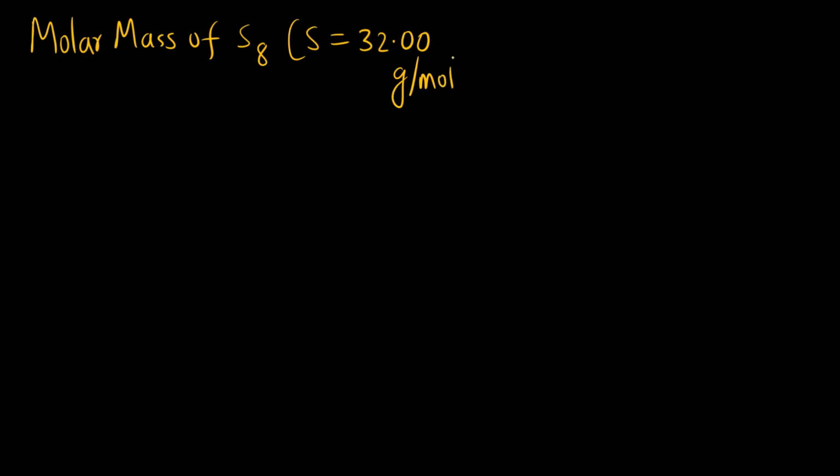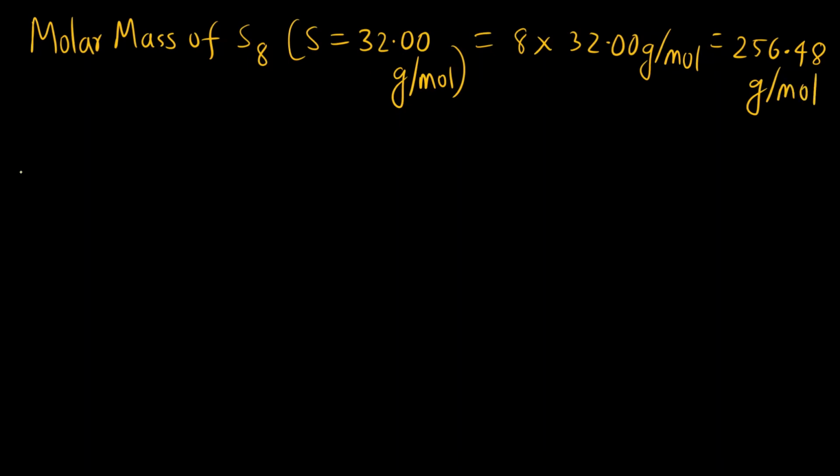So let us find out the molar mass of S8 first. And atomic mass or molar mass of one sulfur is how much? 32.00 grams per mole. So for S8 it will be 8 into 32.00 grams per mole, which is nothing but 256.48 grams per mole.